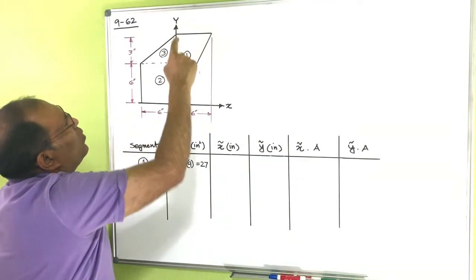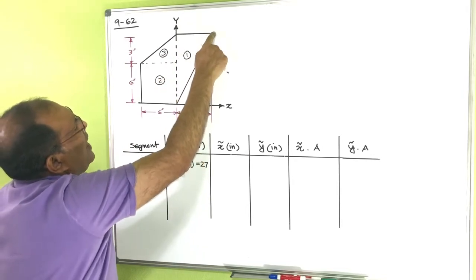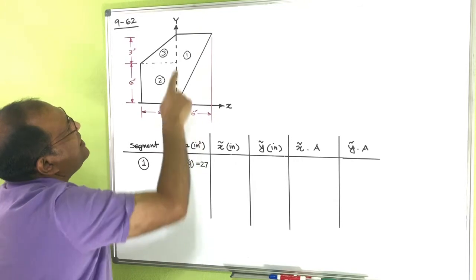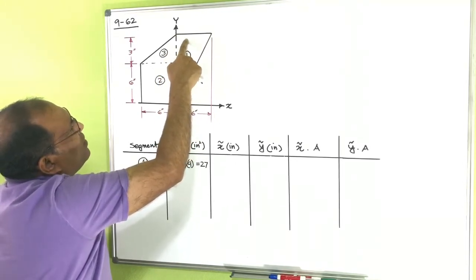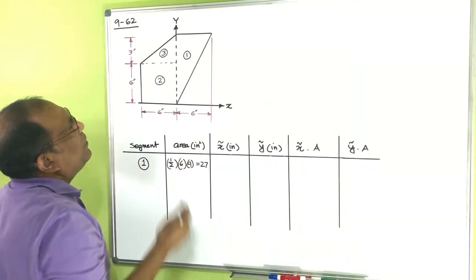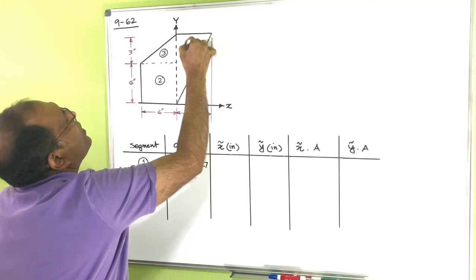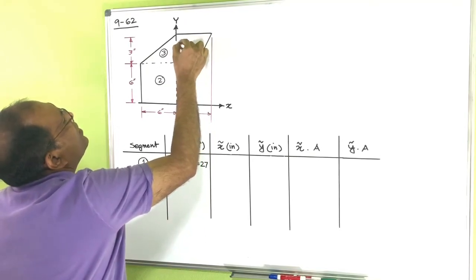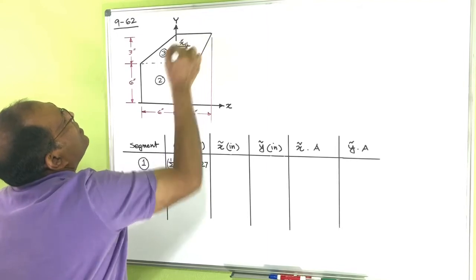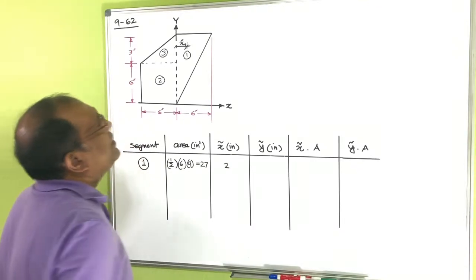So this is my y-axis. I have to measure everything from here. So I can see this is the apex, which is 6 inches from here to here. So that would be actually 1/3 from the base and 2/3 from the apex. So I see the centroid is somewhere here, which is actually 2 inches here.